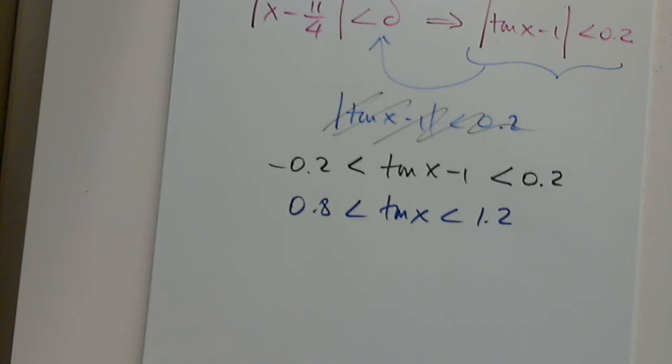Okay, so the lower limit is 0.8. I want to graph a function that is 0.8. The middle part is tangent x. Make sure that your mode is in radian, please. And then the last one, 1.2.